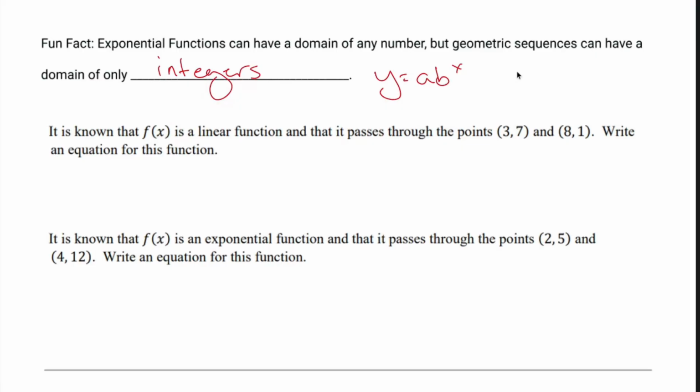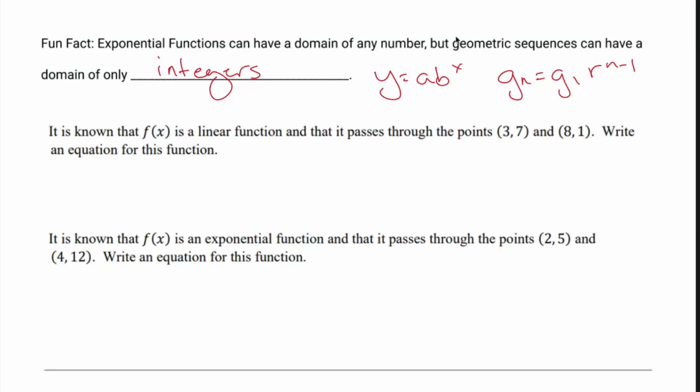Whereas you have your geometric function, which is g sub n equals g sub 1 times r to the n minus 1. Wrong parentheses, let me fix that. R to the n minus 1. Now, geometric says, what's the nth term of the sequence? What's the fifth term? What's the eighth term? The first term? It's impossible to ask what's the 1.5th term of the sequence. Therefore, geometric deals with integers only, whereas exponential doesn't.